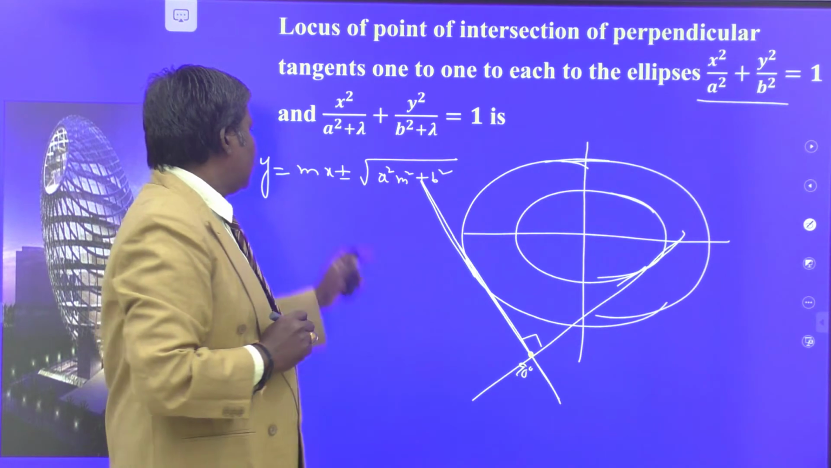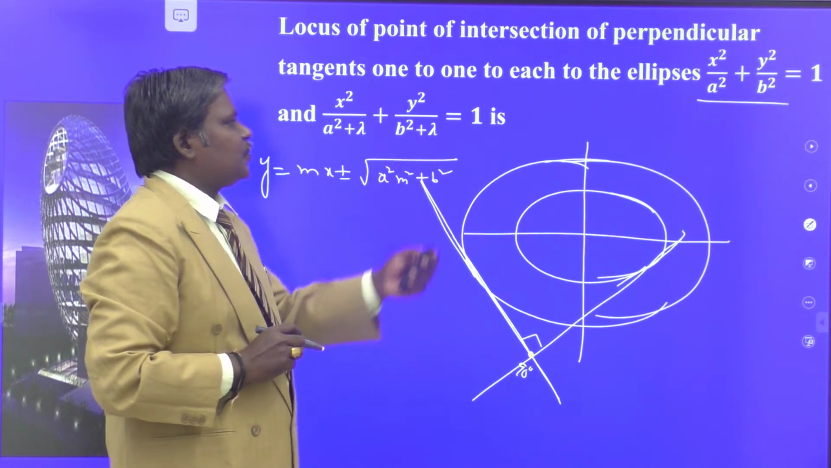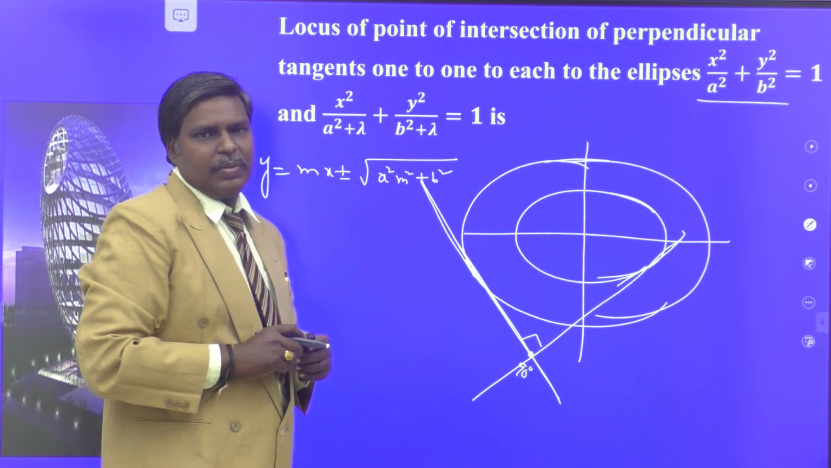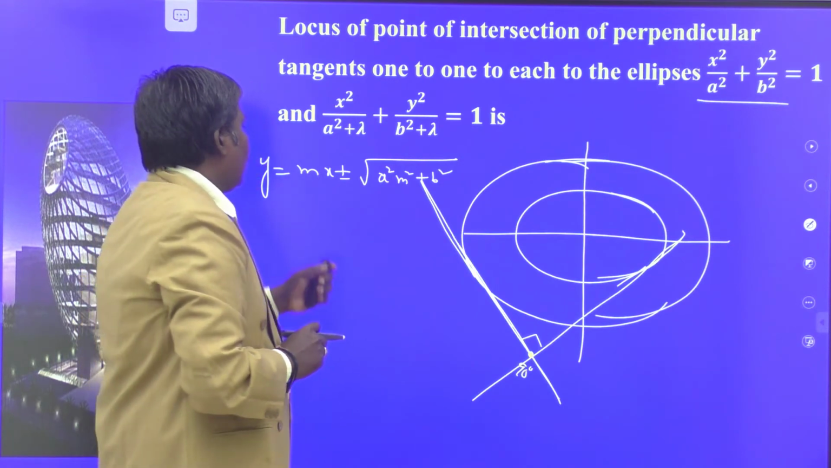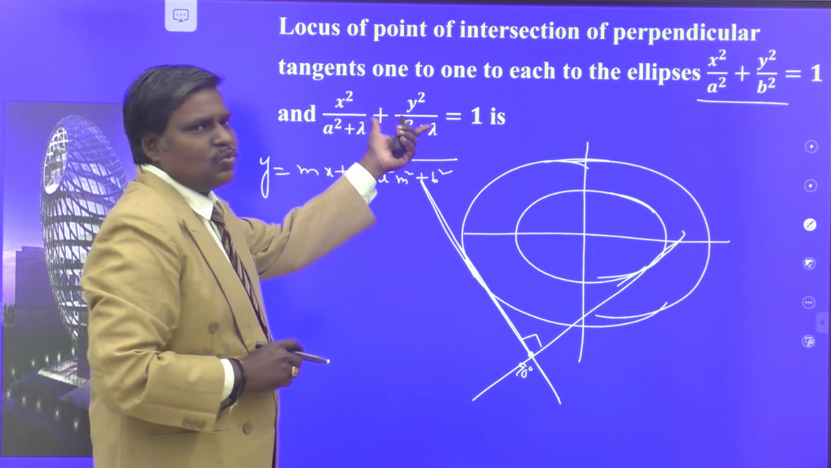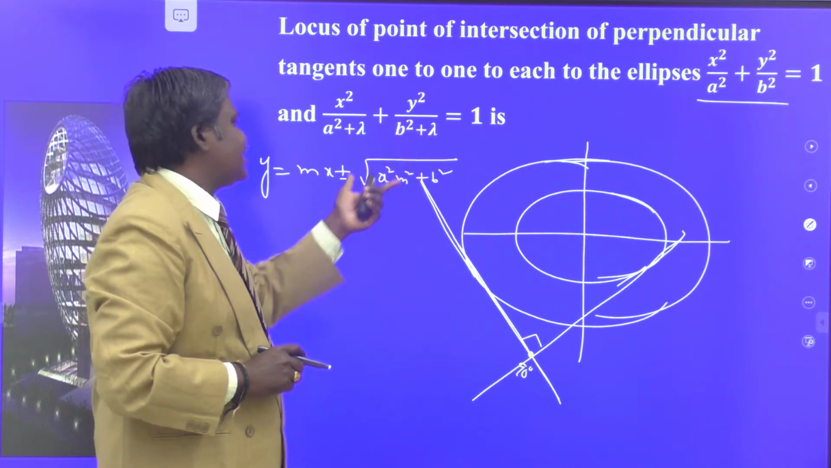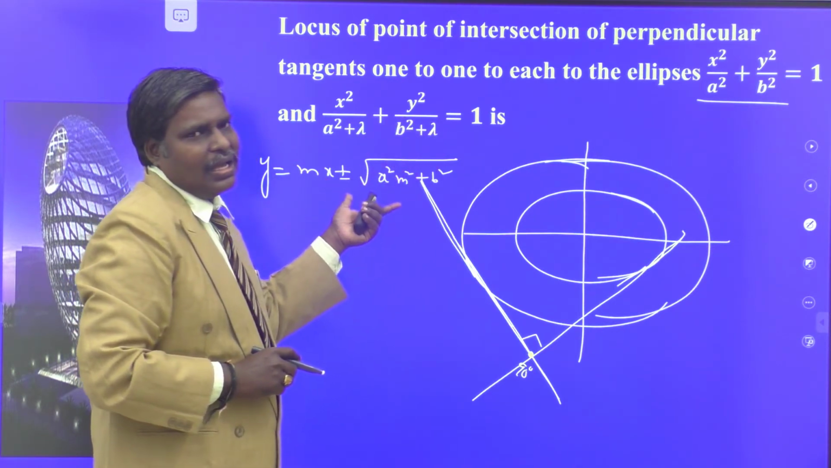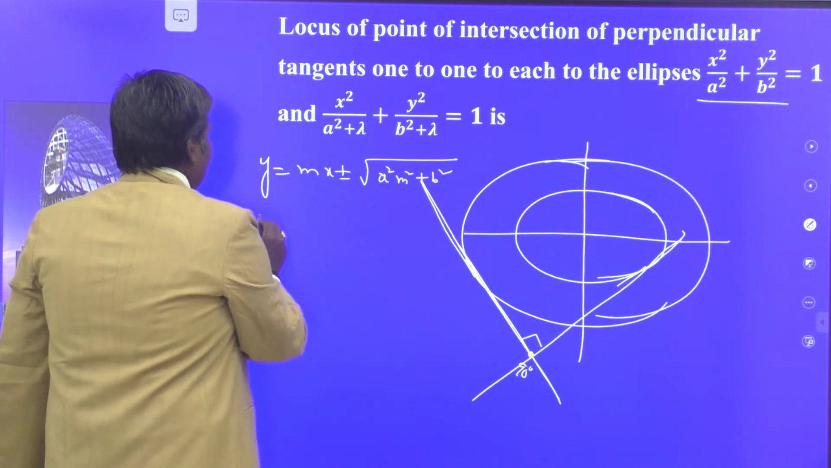This is any tangent to our ellipse x square by a square plus y square by b square equal to 1. With the help of this tangent, can I write the tangent to this one in such a way that it is perpendicular to this one or not? Yes, we can easily write that one.